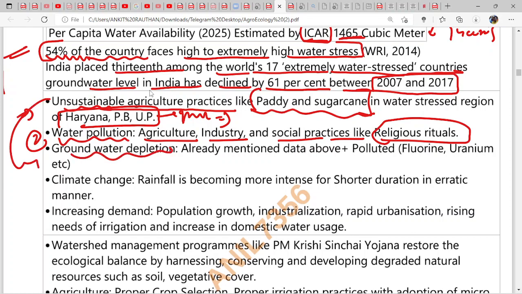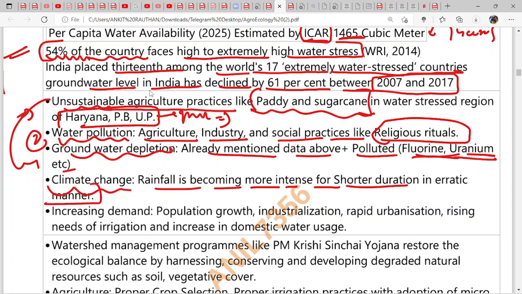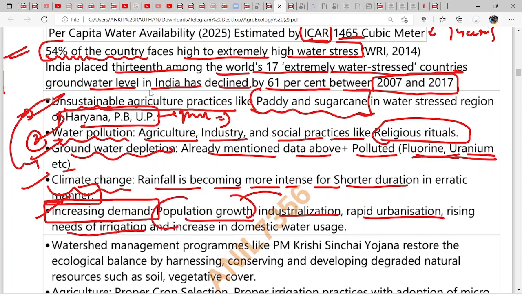Groundwater depletion, first connected, already mentioned data above, plus pollution, fluorine, uranium, etc. Due to climate change, rainfall is becoming more intense for shorter duration in an erratic manner. You will write these important points in a crisp format. Just understand: increasing demand, population growth, industrialization, rapid urbanization, rising needs of irrigation.